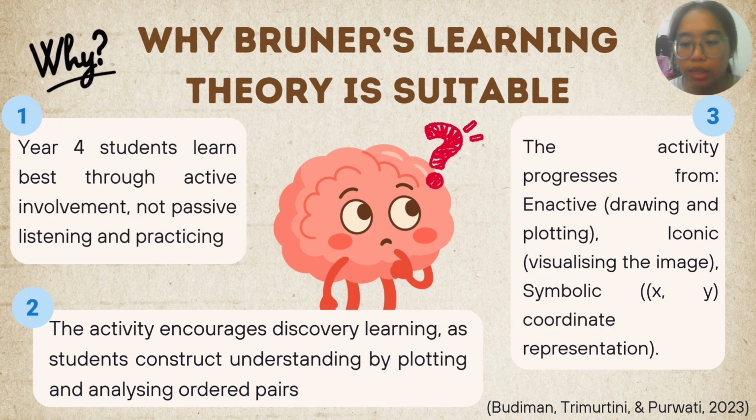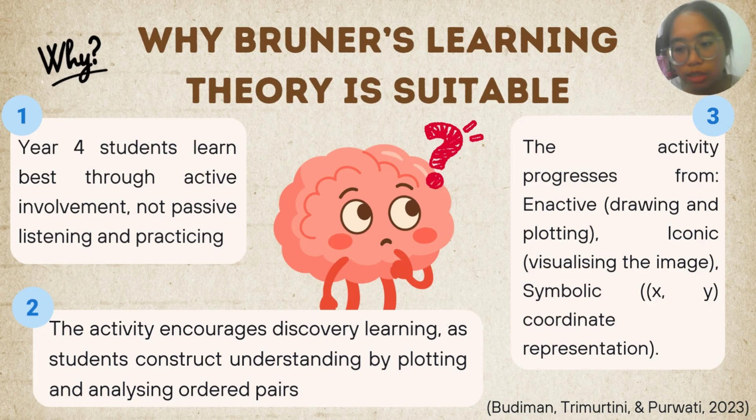And the last one, the activity progresses through Bruner's three modes of representation. It begins with enactive learning when students draw and plot the points. It moves to iconic learning when students visualize the emerging image. And finally, it reaches symbolic learning when students work with abstract coordinate notation such as (x, y). This progression from concrete action to abstract representation supports deeper learning and mathematical thinking.